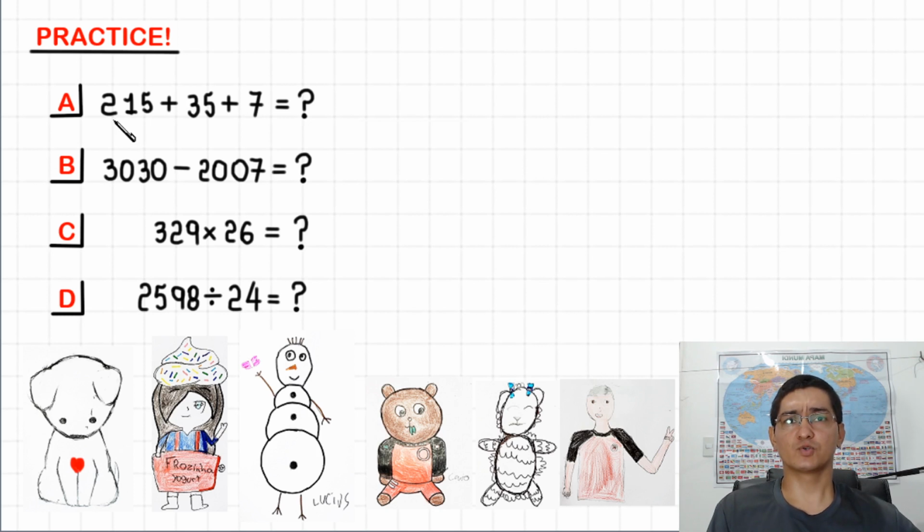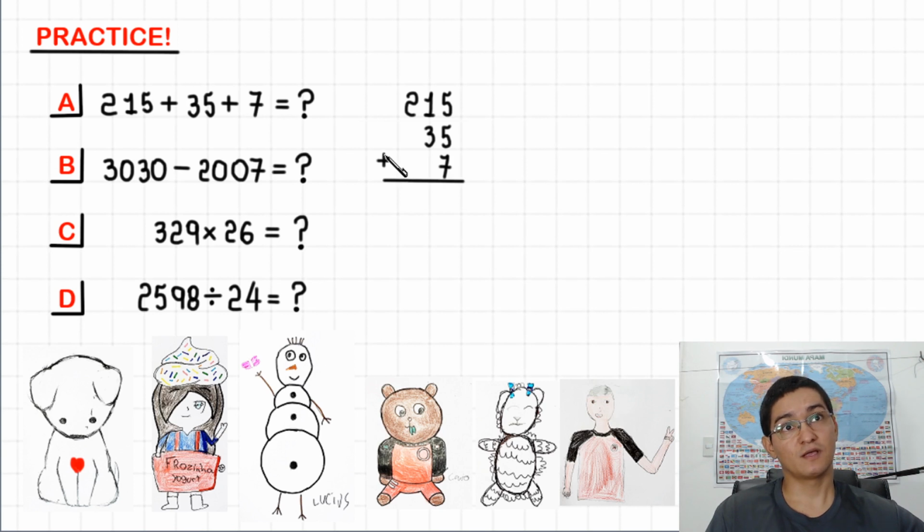Here we have 215 plus 35 plus 7. What is the result? Let me place the numbers here. Let me change the color. I want to work with black. So 215, and we want to add 35 and also 7. See how careful I was when placing the numbers in position, because here I have the ones, here I have the tens, here I have the hundreds.